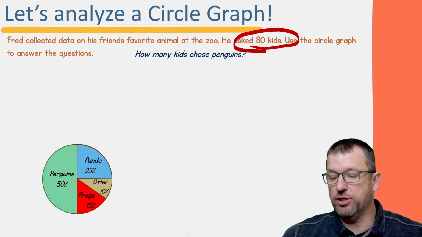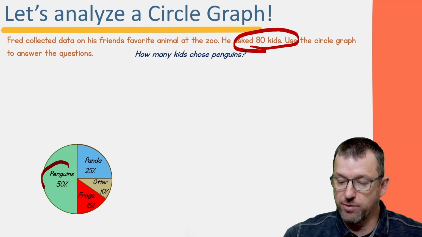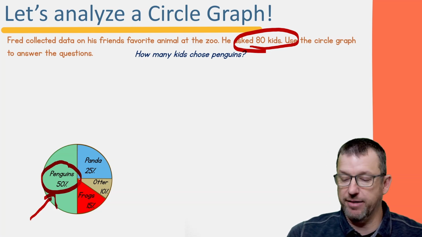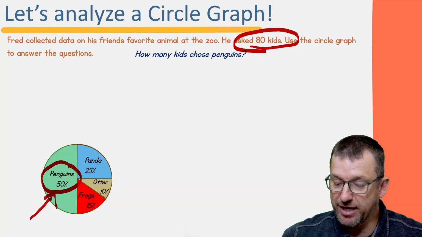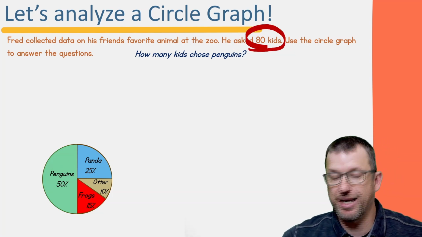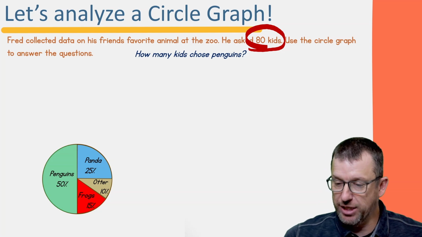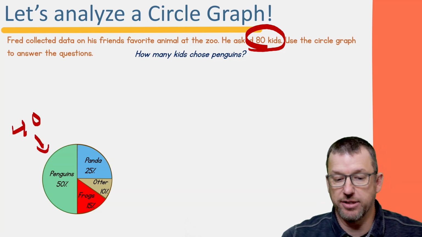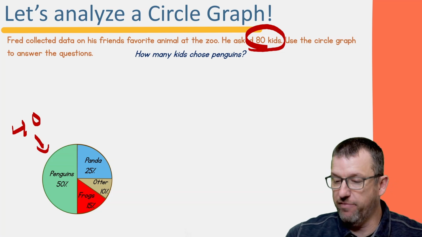Okay, so here's a couple questions. How many kids chose penguins? Well, penguins is right here. A lot of people would jump in and say, oh, 50. No, 50% of the kids that were asked chose penguins. How many kids were asked? 80. What's 50% of 80? Well, that would be 40. Half of the kids chose penguins, so that would be 40.